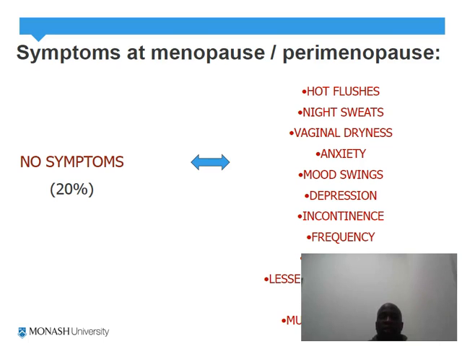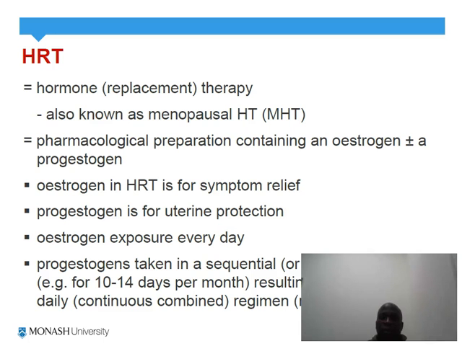And then urinary frequency, memory loss, lessened concentration, fatigue, muscle and joint pains. All these can be symptoms of menopause and perimenopause.